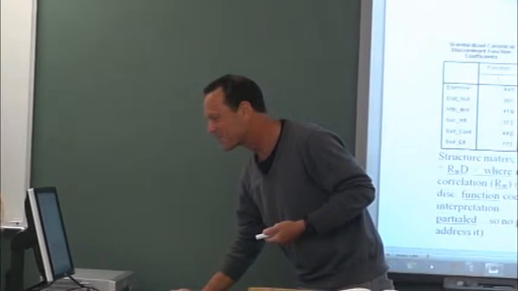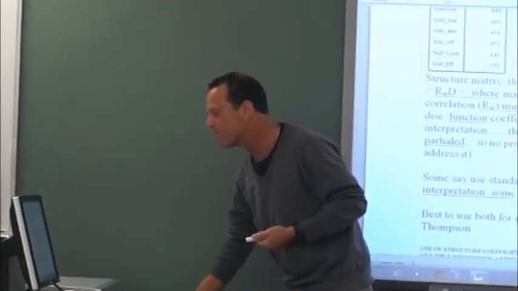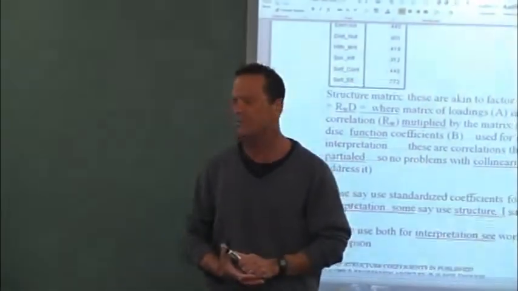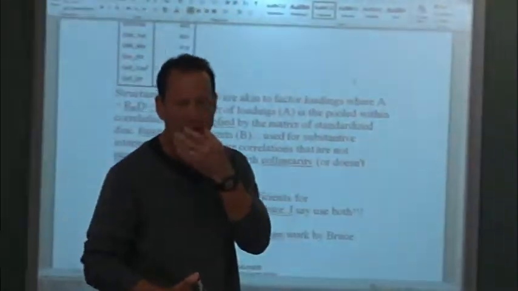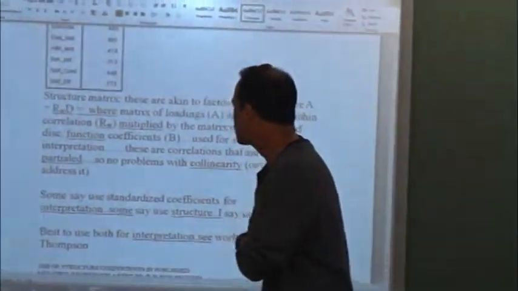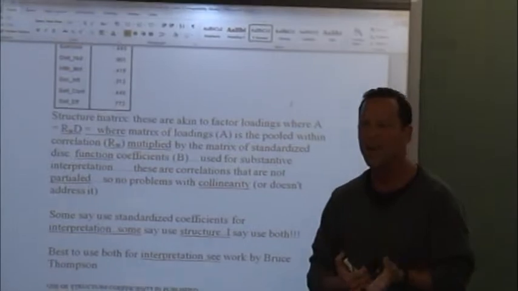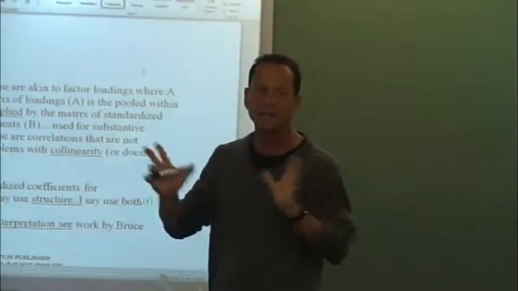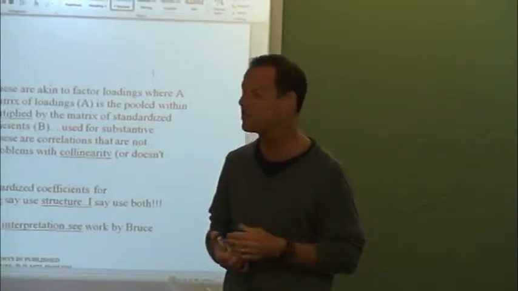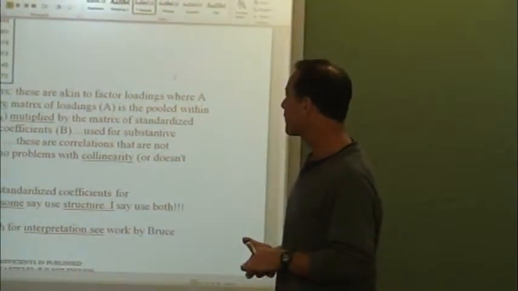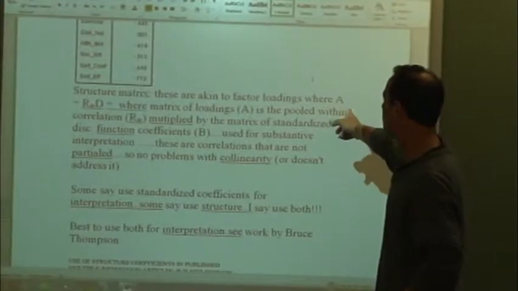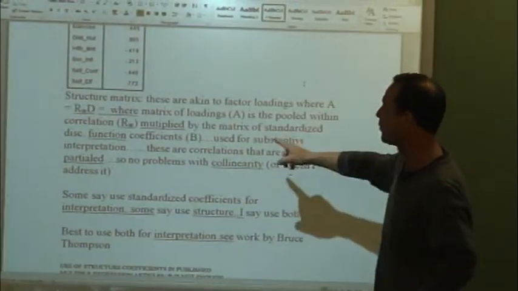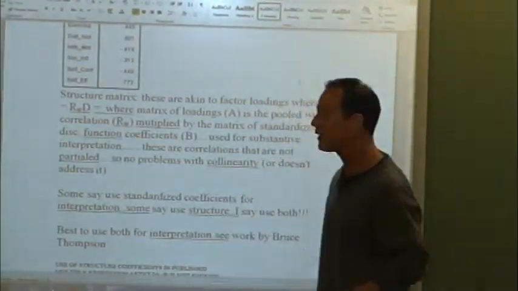So that being said, everybody, the structure matrix is akin to factor loadings, and we're going to talk a lot about this in factor analysis. A structure matrix is the relationship of the function and the variable, but it's not controlling for other variables. It's just the correlation. So essentially you have factor loadings where A equals R subscript W D. And what the heck is that?